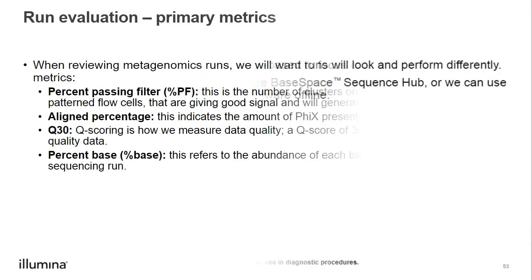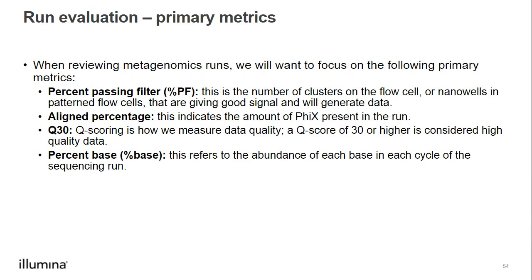So when reviewing a sequencing run, we want to focus on several metrics. We will review 4 key metrics in the following slides. The first metric is the percent passing filter. This refers to the number of clusters on the flow cell or nanowells in pattern flow cells that are giving good signal and will generate data. Second, we will look at the aligned percentage. The aligned percentage refers to the amount of the Phi-X control library present in the sequencing run.